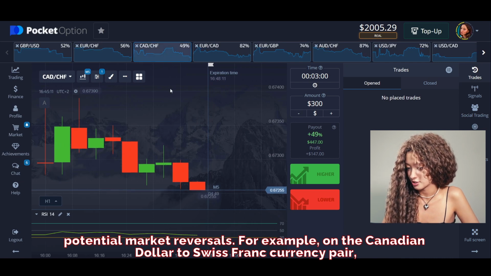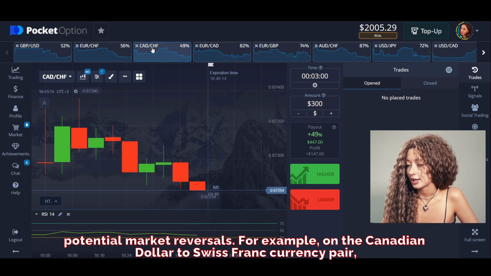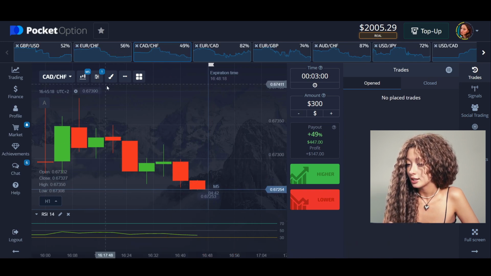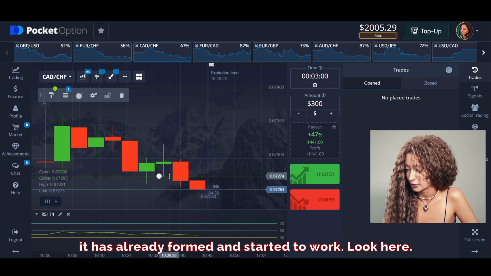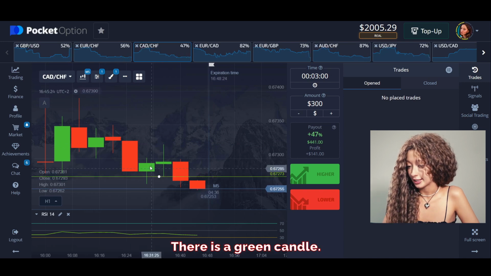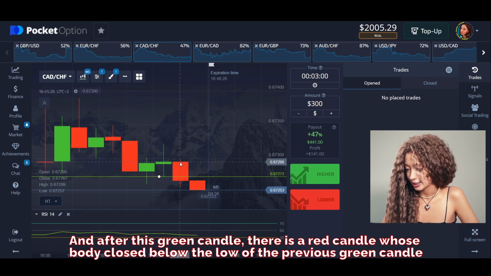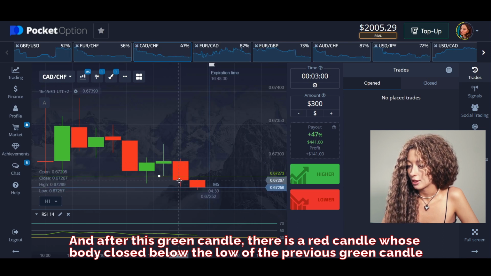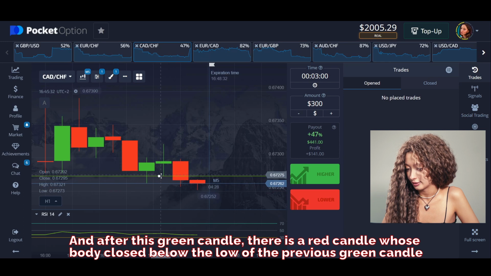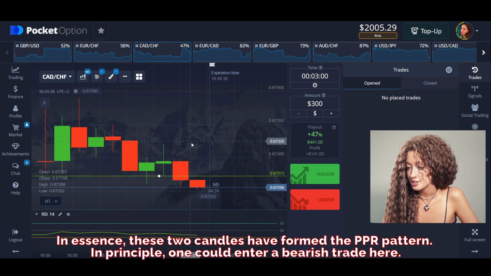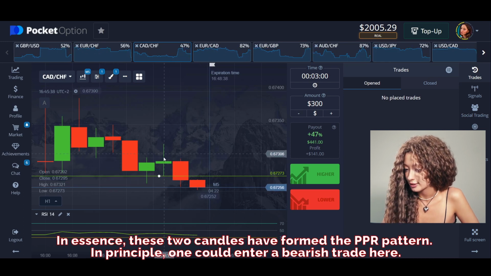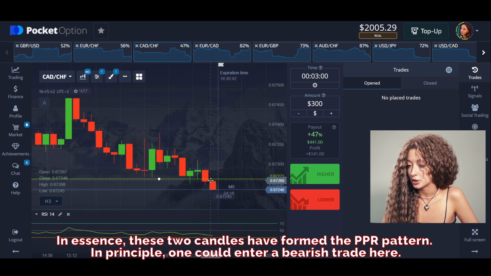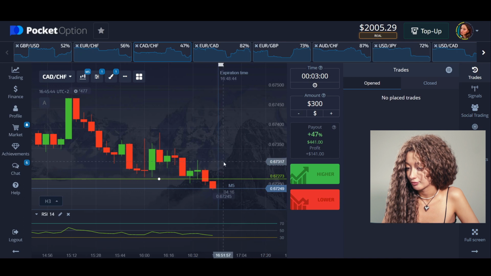For example, on the Canadian dollar to Swiss franc currency pair, it has already formed and started to work. Look here, there is a green candle, and after this green candle there is a red candle whose body closed below the low of the previous green candle. In essence, these two candles have formed the PPR pattern. In principle, one could enter a bearish trade here.